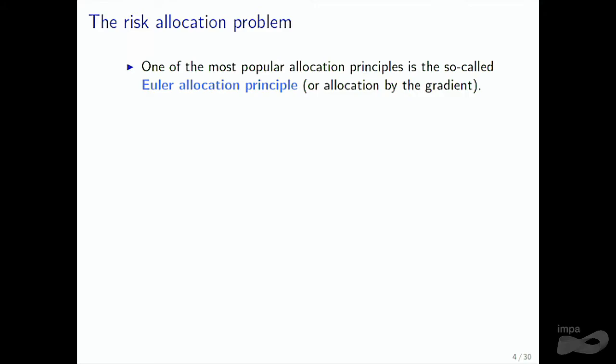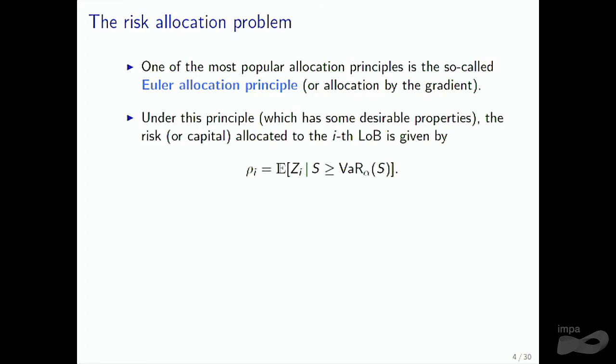So one of the most popular ways to do this kind of risk allocation is to follow what is called the Euler allocation principle, or allocation by the gradient, which is to calculate the risk allocation for the ith unit of your portfolio as something like this, which is an expected value of the ith loss, conditional on the fact that the total loss or the total P&L is larger than the VaR. So for me, this alpha here will be a quantity that's very large, something like 0.99 or 0.999. So this is the expected value of the marginal loss conditional on the joint loss being large.